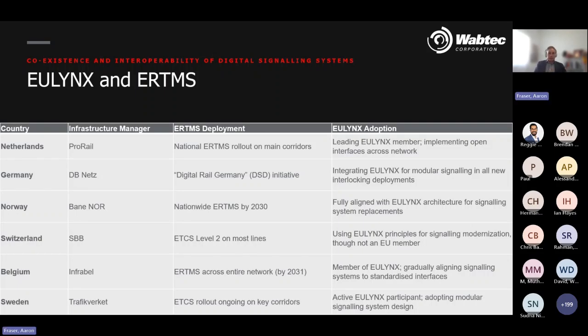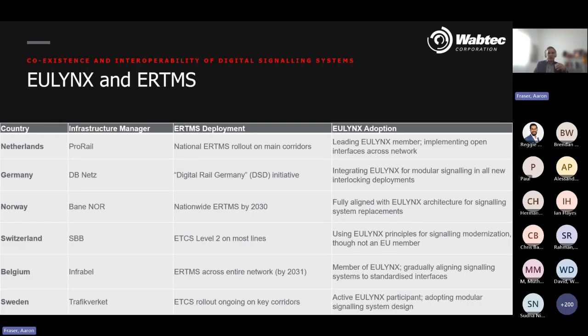Currently, ERTMS implementations do not mandate ULINKS, although some national railway infrastructure managers have chosen to adopt ULINKS specifications as part of their signalling modernisation programs, particularly when deploying or upgrading ERTMS systems. So as you can see in this table, Netherlands, Norway, Switzerland, they're all embarking on key initiatives for upgrades to their signalling infrastructure where they have specified, in some cases, ULINKS for their architecture to enable that long-term competitiveness and interchangeability between suppliers.